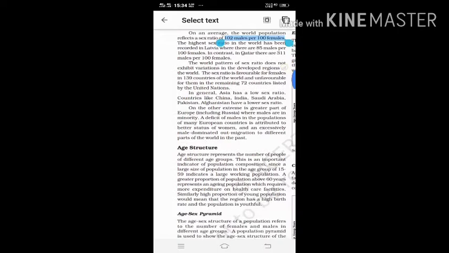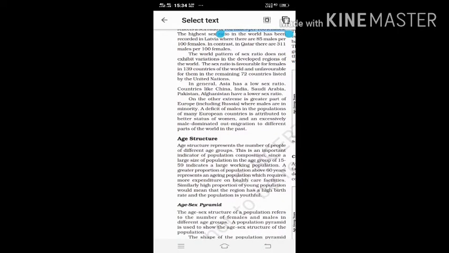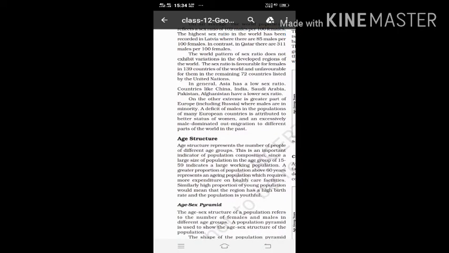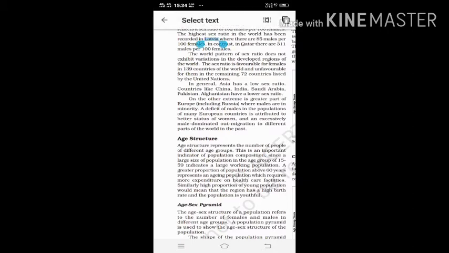The highest sex ratio in the world is recorded in Latvia, where there are 85 males per 100 females. It is in Latvia where the highest sex ratio is recorded, and the lowest is recorded in Qatar, where there are 311 males per 100 females.